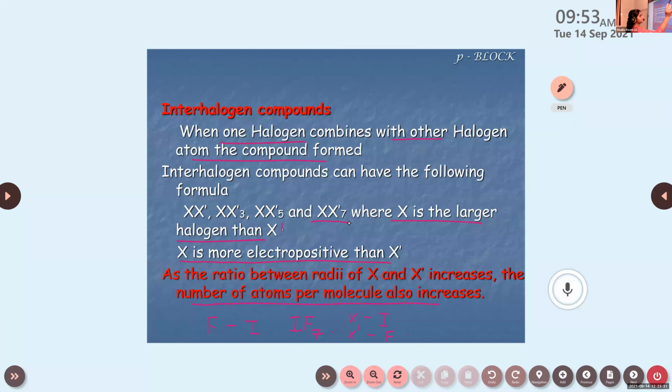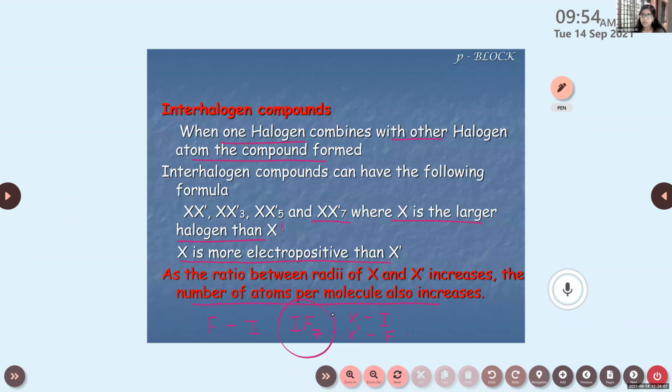Clear, children? So they have certain general formulas: XX', XX'3, XX'5, XX'7. X is the larger halogen atom than X', and X is more electropositive than X'. As the ratio between the radii of X and X' increases, the number of atoms per molecule also increases. The maximum is shown by iodine and fluorine, and their formula is IF7. Clear? Yes, ma'am.